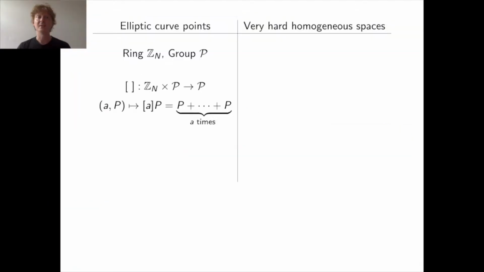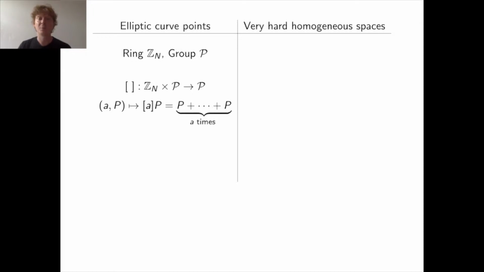So let's start with the basis. Very hard homogeneous spaces are basically a theoretical framework to generalize cyclic groups in which Diffie-Hellman type assumptions are hard problems. Instead of giving a full definition here, I rather compare them to elliptic curve points and show that they have quite a similar feel to them, but also some important differences.